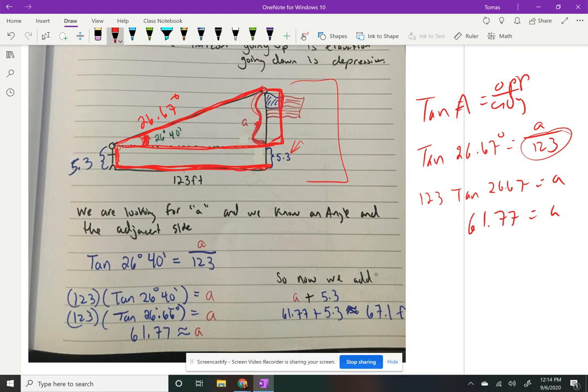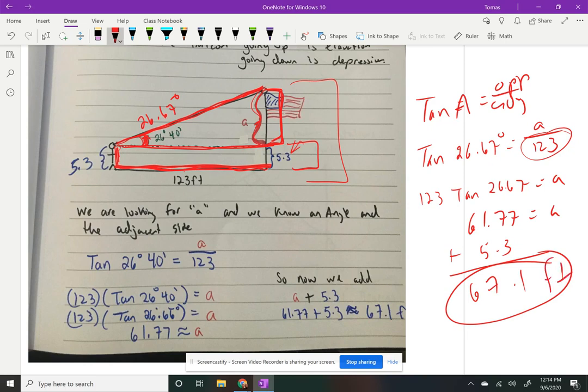Remember, we still have to add this little part. So then we add 5.3 and we get 67.1 is the flagpole. And you know what? I did not put if it's meters or feet. Oh, I did. I put feet, so this would be feet.